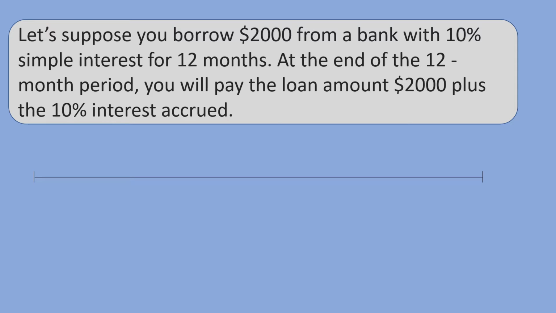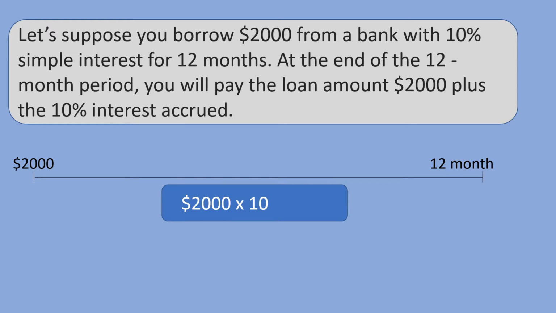So here on this timeline I have mentioned the beginning amount of money, that is $2,000, and I have also mentioned the end of the term, the 12th month, when I'll have to pay back the money plus the interest. So the interest rate is 10%. When I calculate the 10% of the original amount, that is $2,000, I'll get $200. After calculating this, I'll see what is the total amount I owe to the bank.